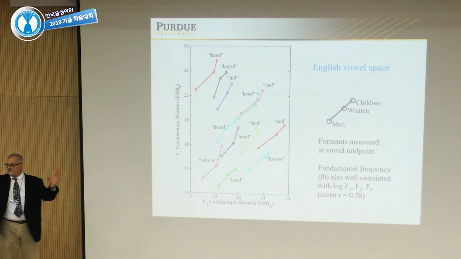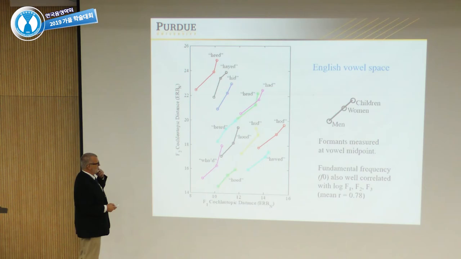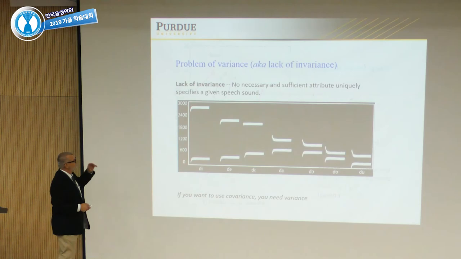I see a vowel space where, for most of the vowels, the best way to capture them is by lines, by covariance, not by measures of central tendency. And by the way, a lot of this will be the topic tomorrow. Just a few more quick examples.